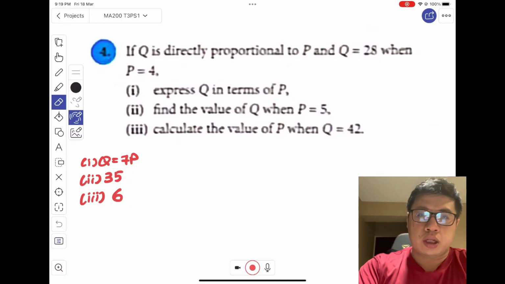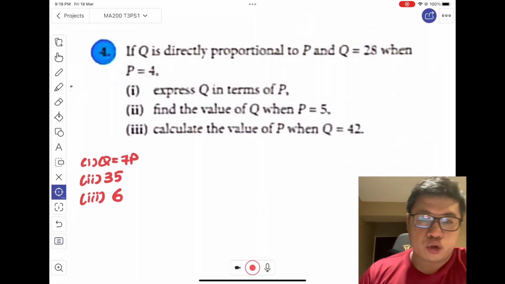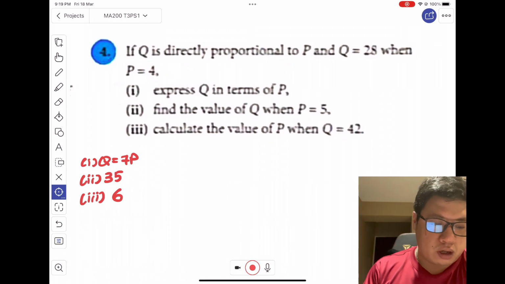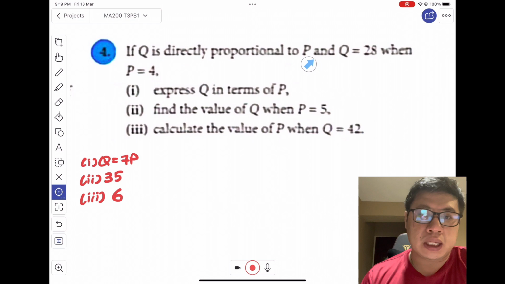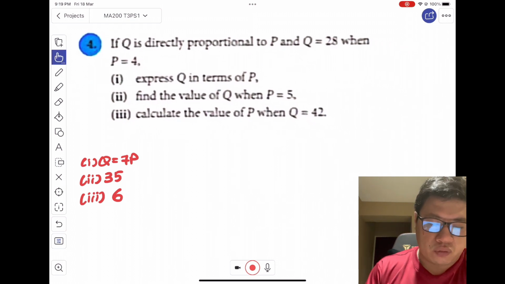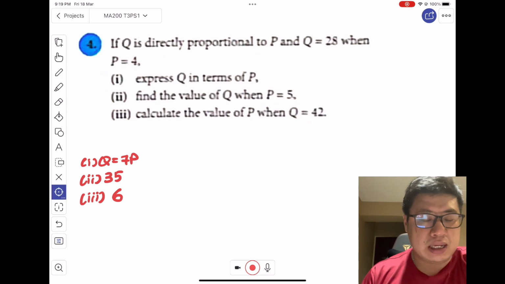So for this question, this is topic 3, direct and inverse proportion, practice set 1. If Q is directly proportional to P and Q equals 28 when P equals 4. Now this is a relatively easy question.